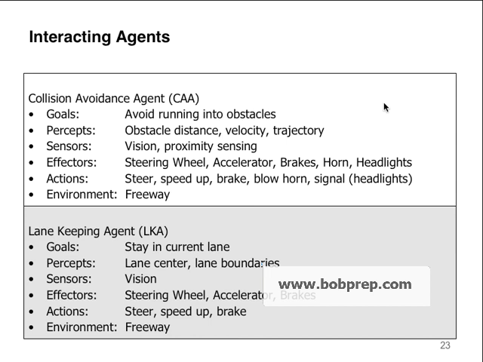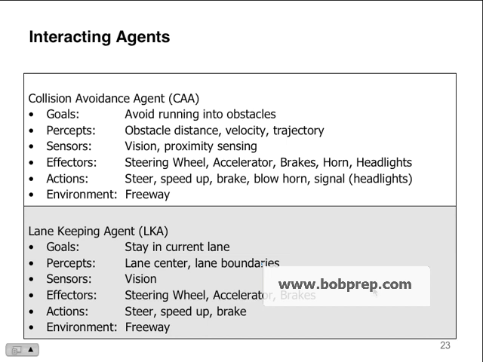Effectors, the output's going to be steering wheel, accelerator, brakes, horn, lights. It's things that might be affected by the condition as we get closer. The actions might be steering, speed up, brake, blow the horn, signal for the headlights or something. Environment, well, we're going to just consider the freeway in this particular example. If this was supposed to be for parking, it wouldn't be. It would be city streets or parking lot or location of the parking lot. For the lane keeping agents, we're looking at staying in the current lane, and the lane center, lane boundaries, the vision, steering wheel, accelerator, brakes, steering, speed up, brake, freeway.